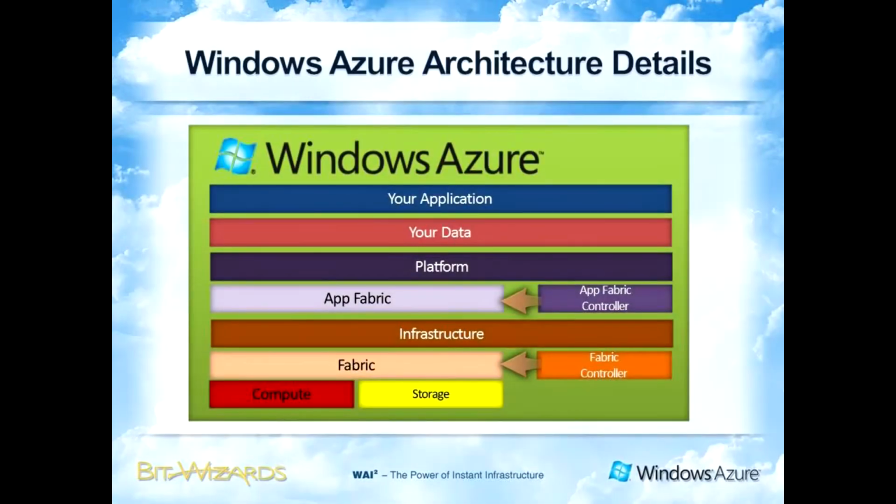The App Fabric controller detects what's going on, and the Fabric spins up a new compute instance for you. And you don't have to do anything. It does it for you. You don't even have to think about it. It happens out there on the web, right?